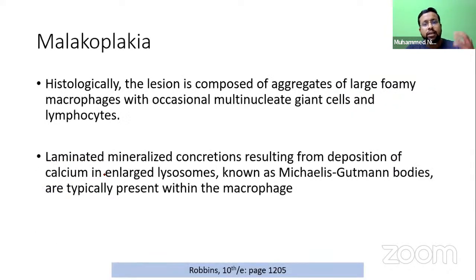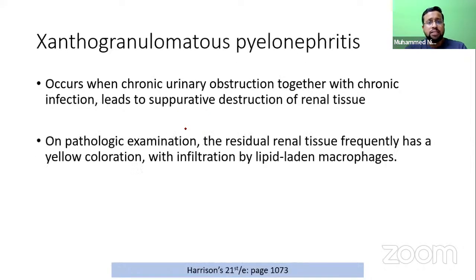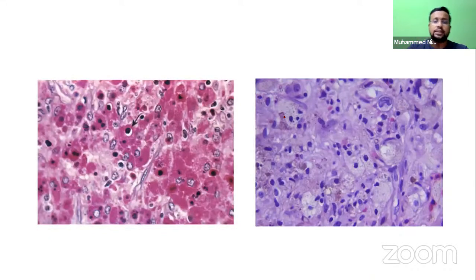Histologically, in malakoplakia, there will be foamy macrophages which can be PAS positive, and they also contain laminated mineralized concretions, so laminated calcium depositions, which are called Michaelis-Gutmann bodies. Xanthogranulomatous pyelonephritis again occurs in patients with chronic urinary tract obstruction, especially in the setting of obstruction with stones. Pathologically, they are characterized by yellow coloration and infiltration with lipid-laden macrophages. Okay, lipid-laden macrophages.